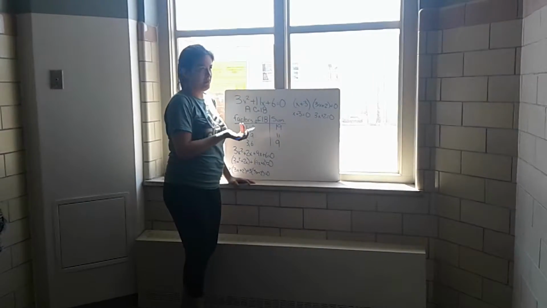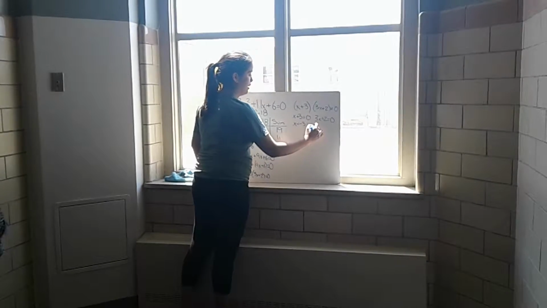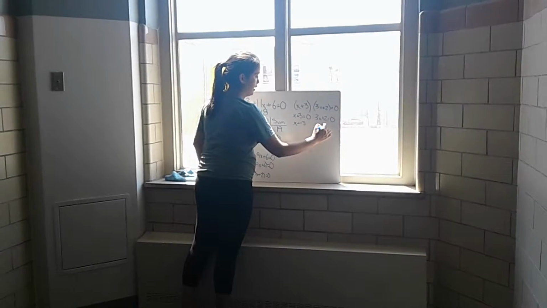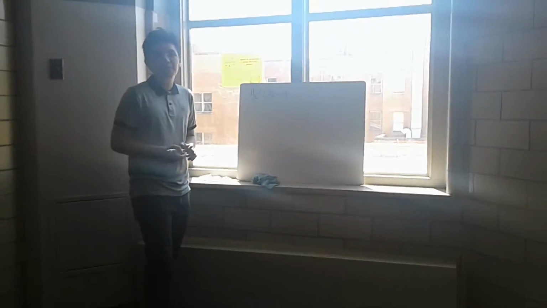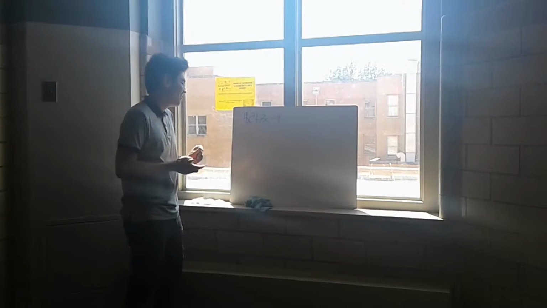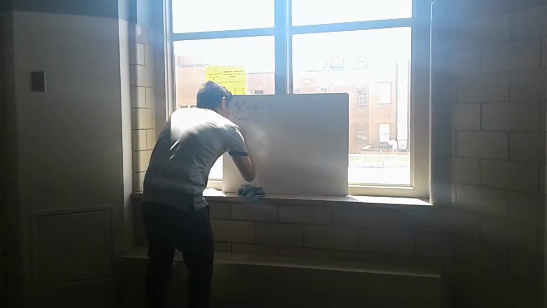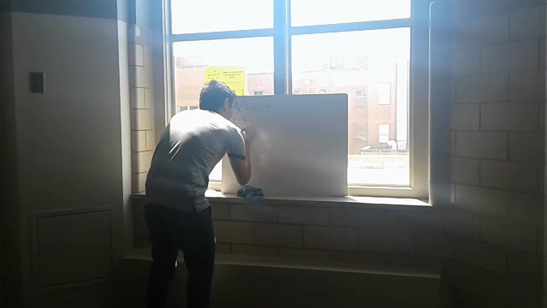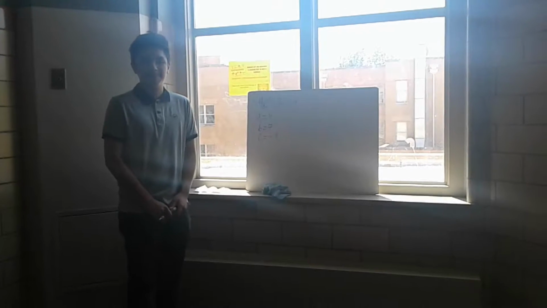From here, we'll just solve for x. So the first one is x equals negative 3, and then x equals negative 2 over 3. So I will be identifying A, B, and C. A is 4, B is 7, and C is negative 4.